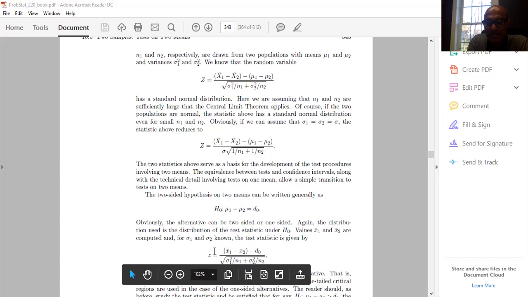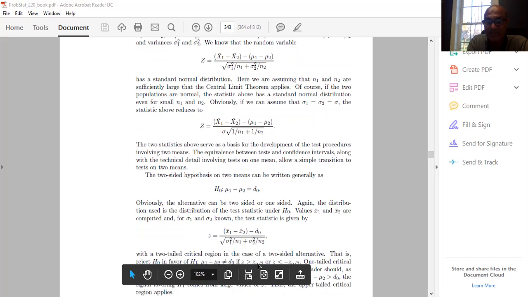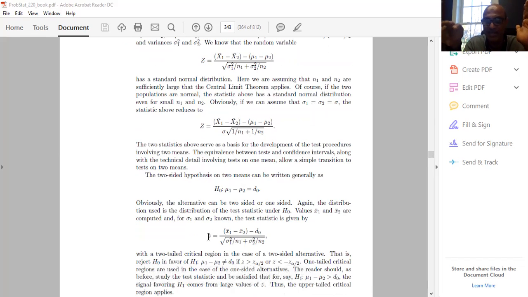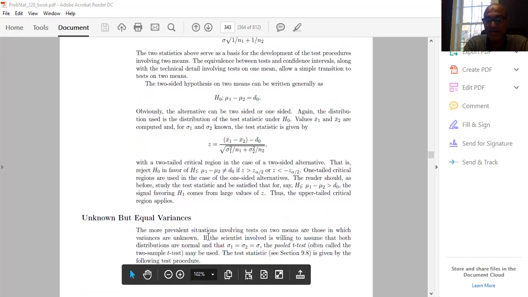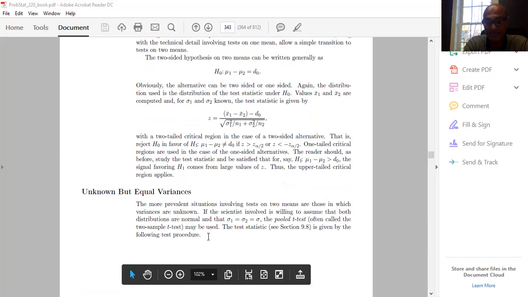So my Z value is X1 bar minus X2 bar minus D0, that is mu1 minus mu2, divided by the square root of sigma1 squared over n1 plus sigma2 squared over n2, in general, when sigma1 and sigma2 are not the same. In that case, the probability that Z negative alpha by 2 is less than Z is less than Z alpha by 2 is always 1 minus alpha. On the normal curve, Z alpha by 2 is removed, so in between it is 1 minus alpha. So you can plug that value in again and find the confidence interval.